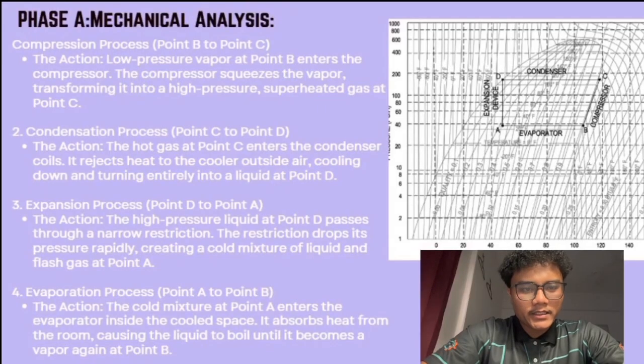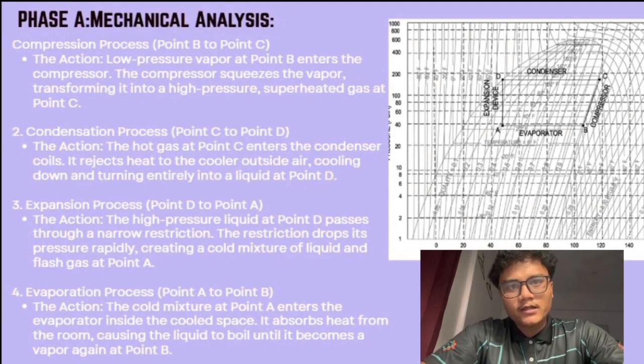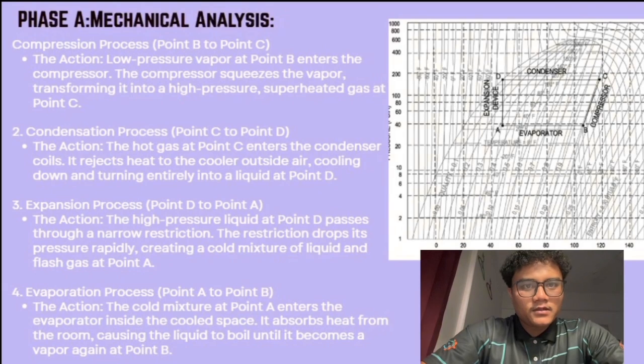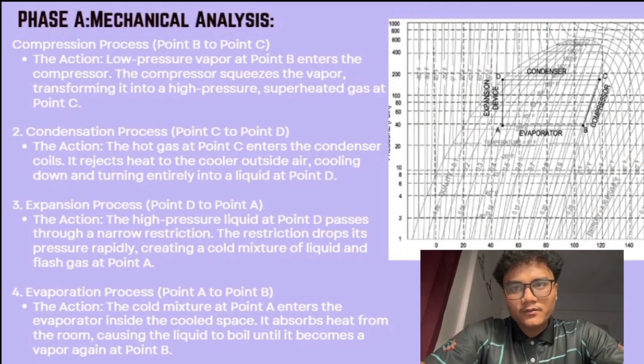Next is a mechanical analysis of the refrigeration system, and we're going to look at a pH graph, so we can refer to each point of the cycle. It starts with the compression process, point B to point C. Condensation process, point C to point D. Expansion process is point D to point A. And lastly, the evaporation process is point A to point B.